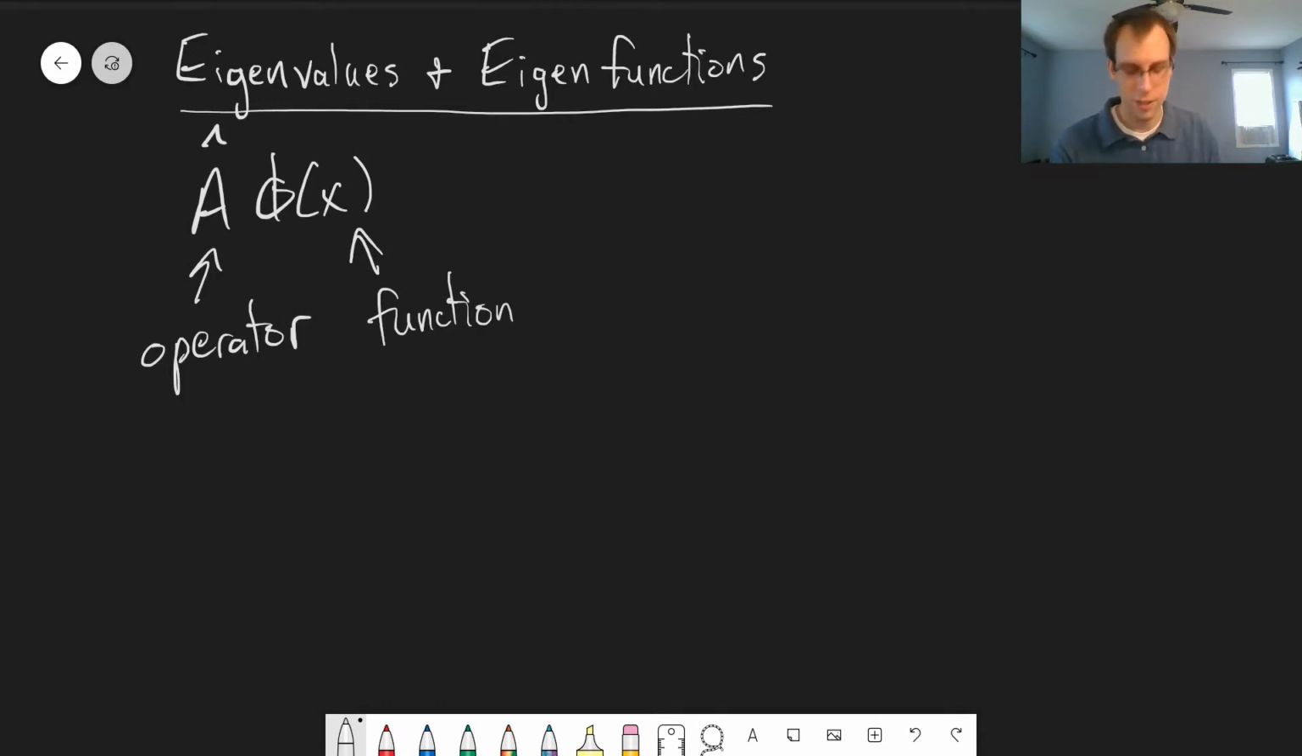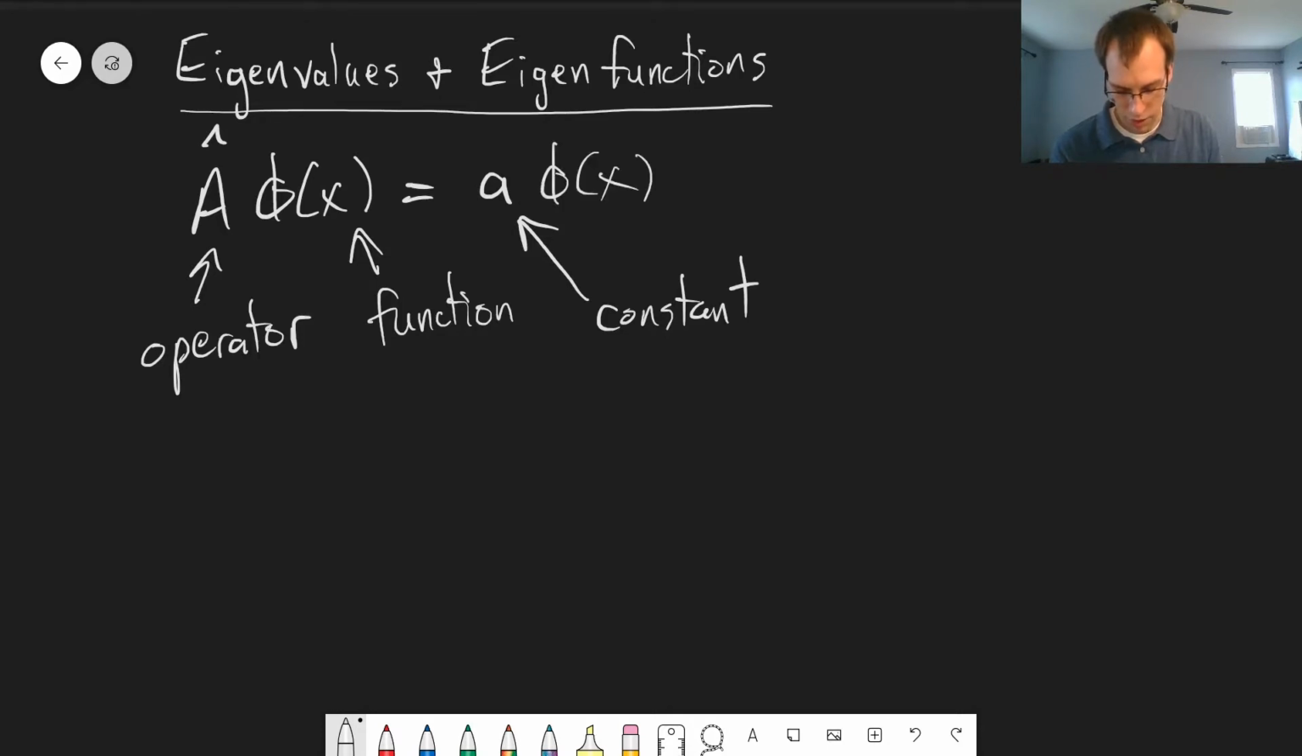We'll get into what that is. It will be equal to some constant, which we'll represent as lowercase a here, times the same function again. So we operate on the function and we get back a constant times that function. A problem like this is known as an eigenvalue problem.